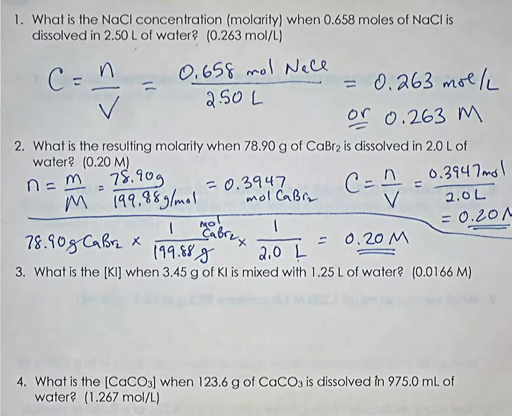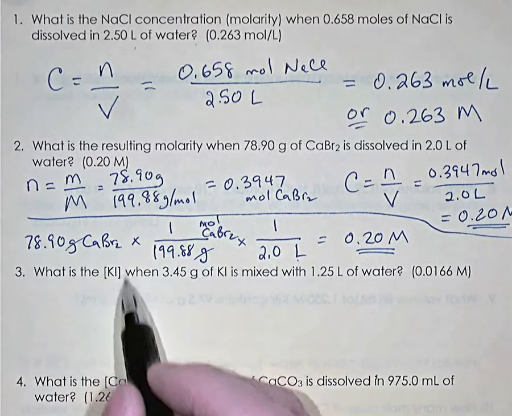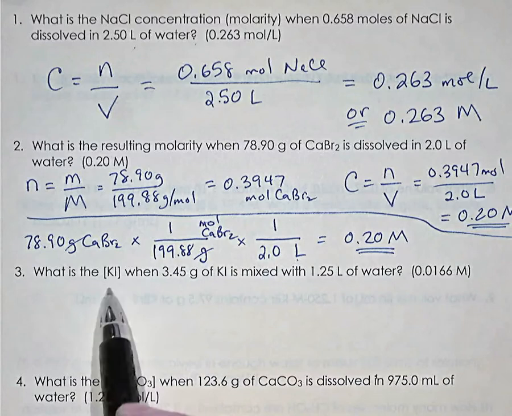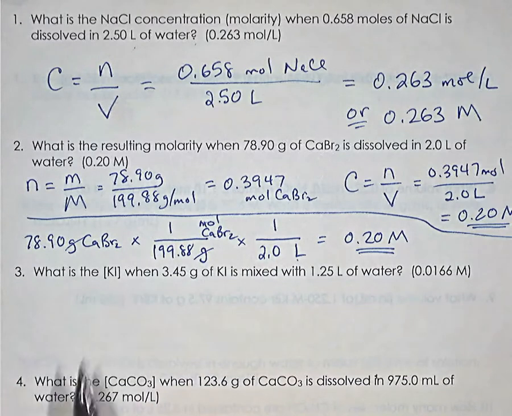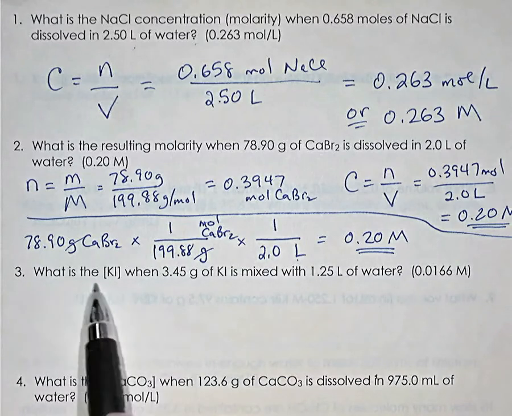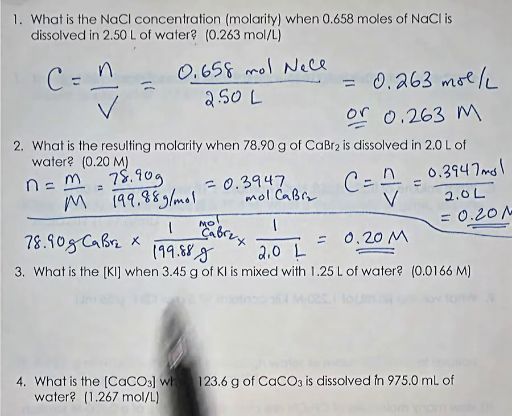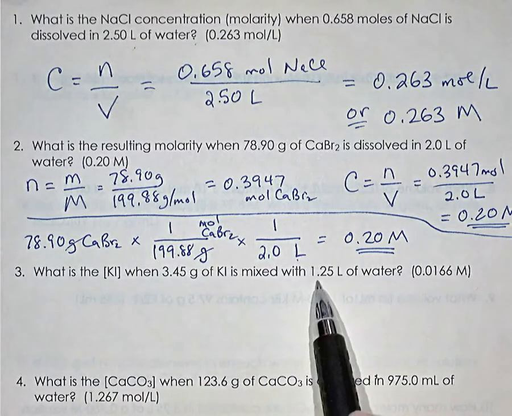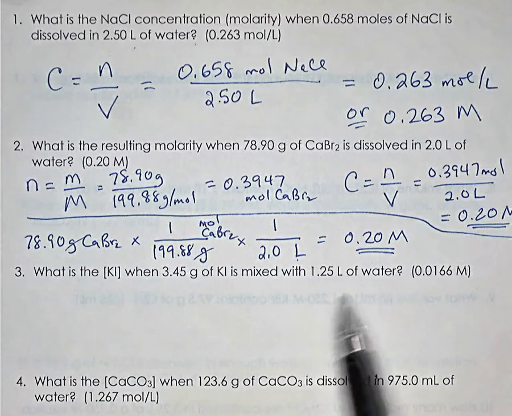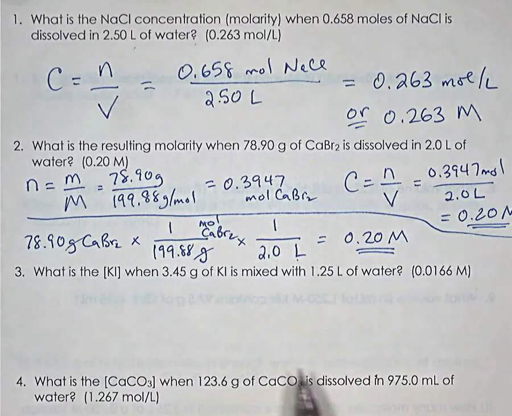Question number 3, what is the [KI], and it's got this square bracket symbol. Square brackets, when you see that around a formula, means molarity or concentration. So this is asking what is the concentration of KI when 3.45 grams of the potassium iodide is mixed with 1.25 liters of water. And again, we'll assume that means to make a solution whose volume is 1.25 liters.